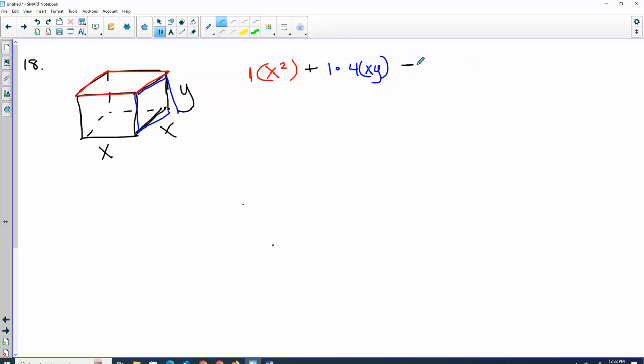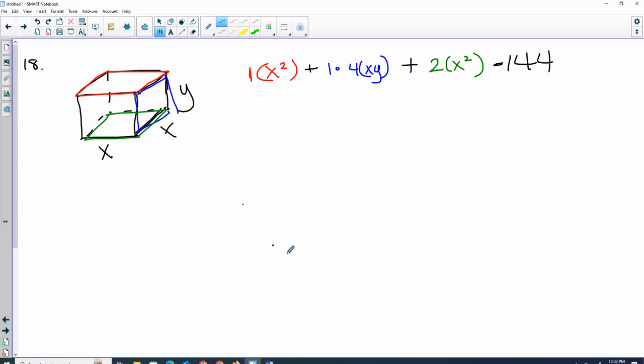Okay, and then the bottom costs $2. So what's the area of the bottom? X squared times 2. And it tells me my total cost is $144. Yeah, sorry, I haven't combined like terms yet.